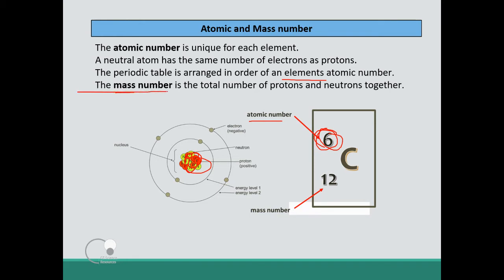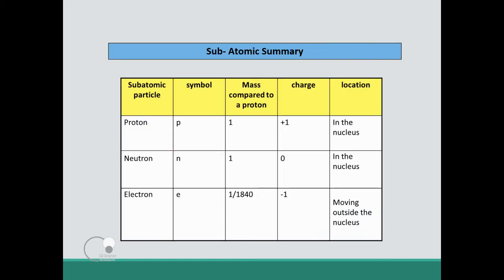The mass number is the bigger number in the periodic table. So for carbon, for example, it's 12. It is the total number of protons and neutrons together, because that's what's inside the nucleus in the middle of the atom. So for carbon 12, there are 6 protons and 6 neutrons, so you have a mass number of 12.